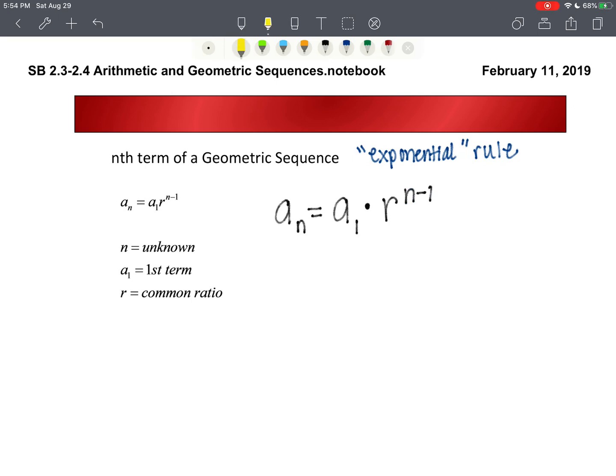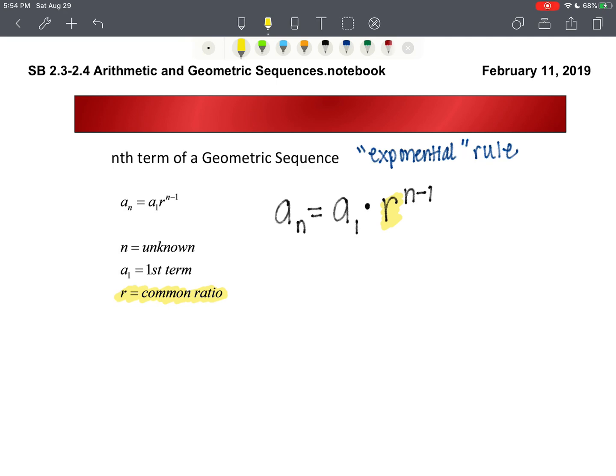Now if you remember from the previous video, r is your common ratio. That's your second term divided by your first term, or your third term divided by your second term, or your fourth term divided by your third term. In fact, it's any term divided by the previous term. And in a geometric sequence, that ratio is going to be common. So it's going to be the same thing every single time. It's never going to change.